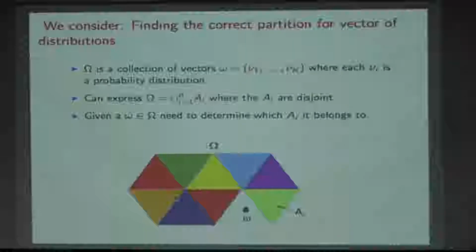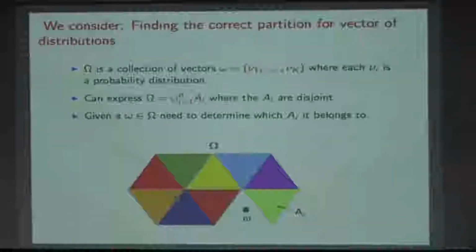So I'm given some omega which the learner, the algorithm, does not know. It needs to figure out which partition this omega is coming from. Is the abstract problem clear? As an algorithm, you give me some collection of arms with some probability distributions. I don't know which they are. I know these partitions A1 through AK. I need to figure out which partition this vector of arms belongs to.